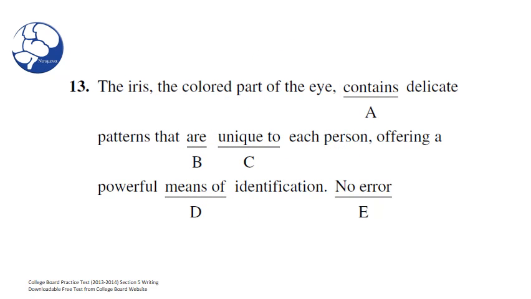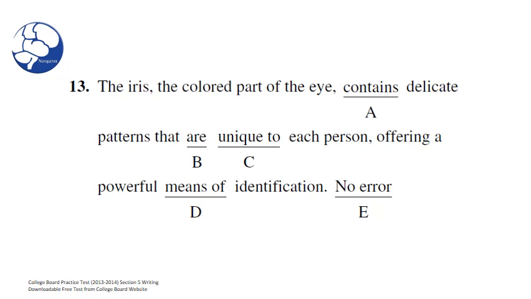Question 13. The iris, the colored part of the eye, contains delicate patterns that are unique to each person, offering a powerful means of identification. Alright, we're going to go through each of the choices, A, B, C, and D, and look for possible errors in each of them. If we don't find any error, then we can confidently circle E.